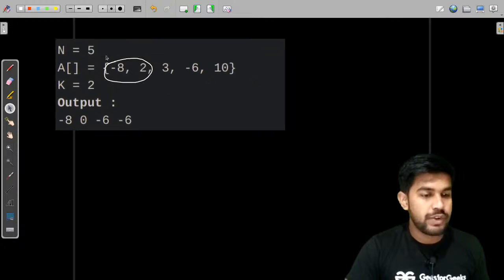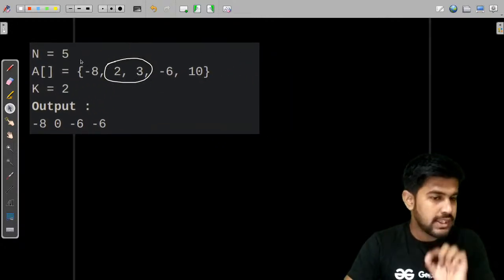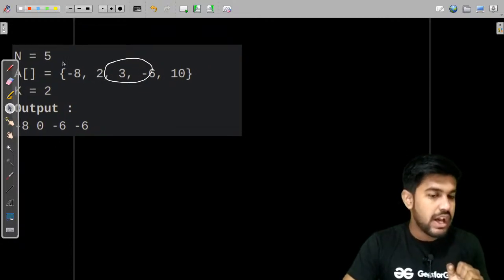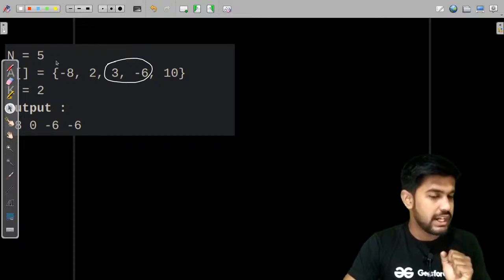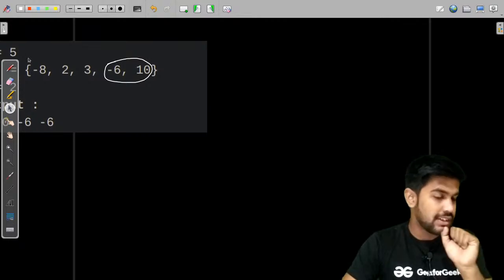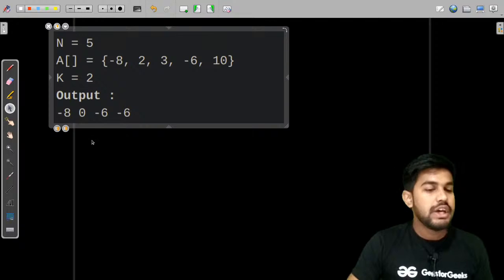Then the next what we can do is we can have 2 and 3. Which is the negative? No one is negative, so the answer is 0. Then we have 3 and 6. Which one is the negative? 6 is the first negative, so we would write it. And then 6 is the first negative, we would write it. Simple thing. Okay, fair enough.